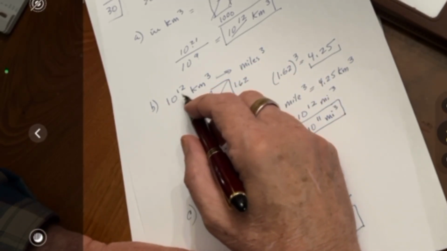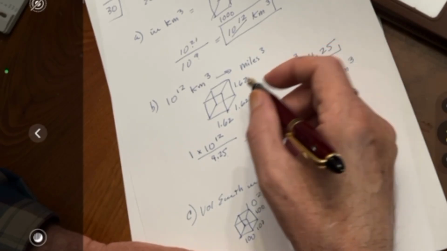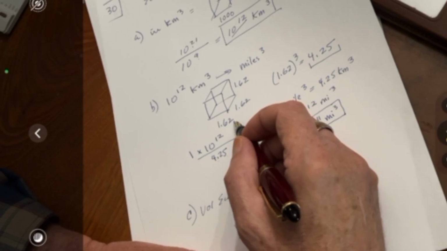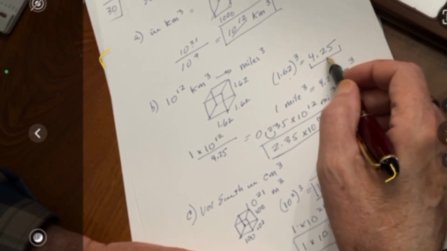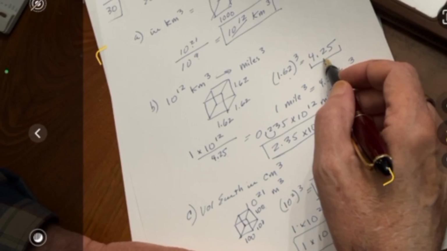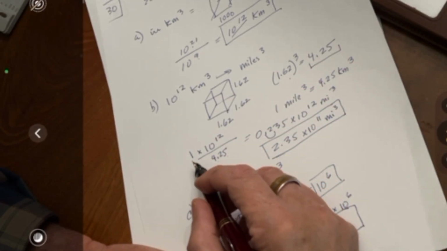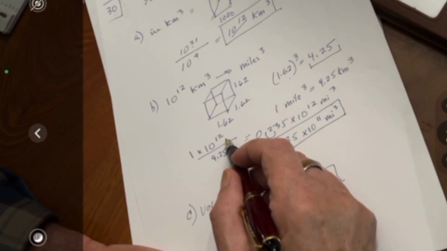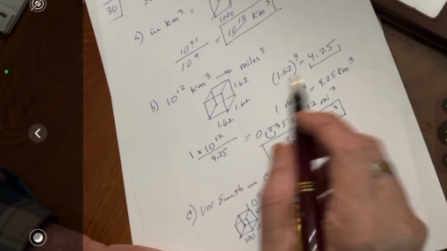So we've got 10 to the 12th cubic kilometers. How many cubic miles is that? Once again, draw a little diagram. There's 1.62 kilometers per mile. And when we cube that, we find that for every cubic mile, there is 4.25 cubic kilometers. Then it's just a simple matter of taking 1 times 10 to the 12th cubic kilometers and dividing it by 4.25. What's that come out to?